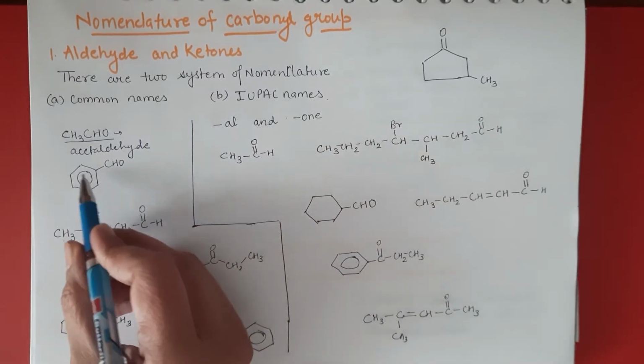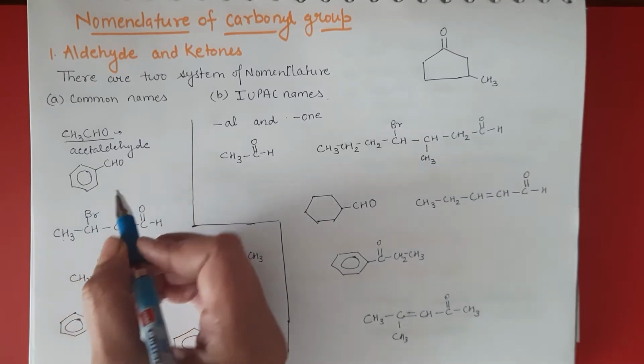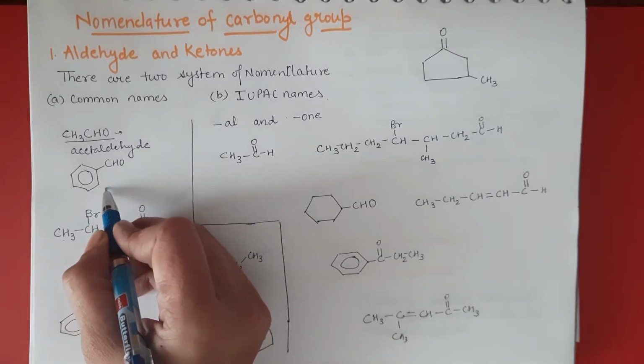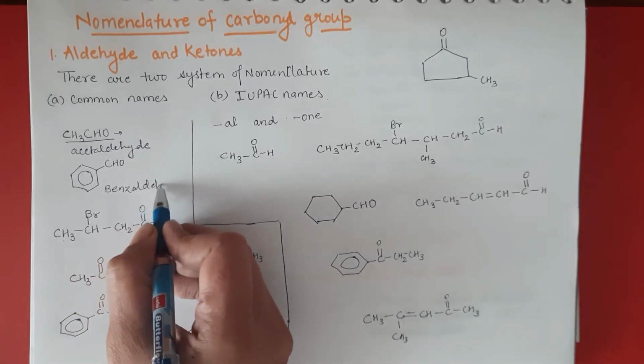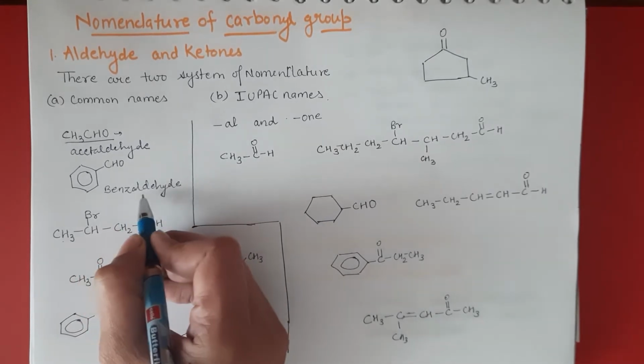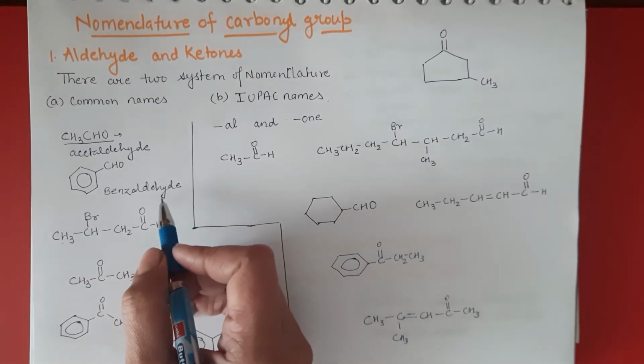Okay. If we join a phenyl group with CHO, it becomes what? It becomes benzaldehyde. Benzene with aldehyde group, so it becomes benzaldehyde.